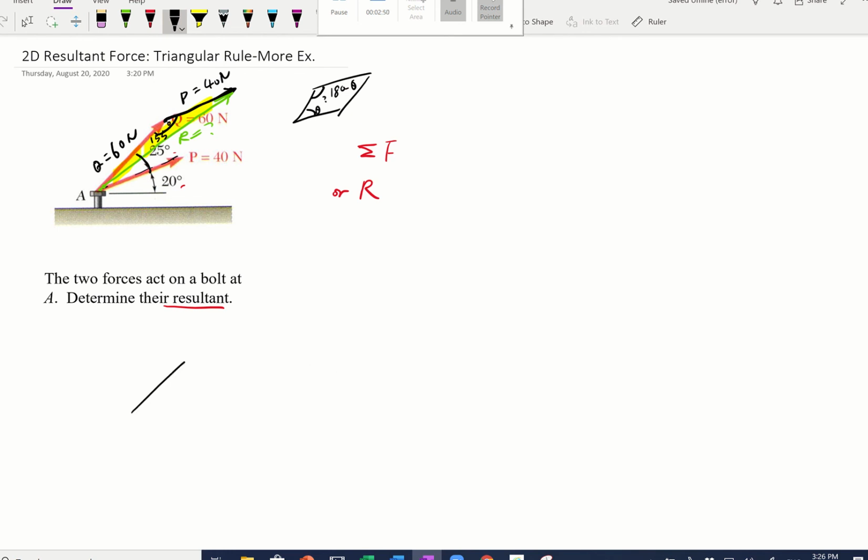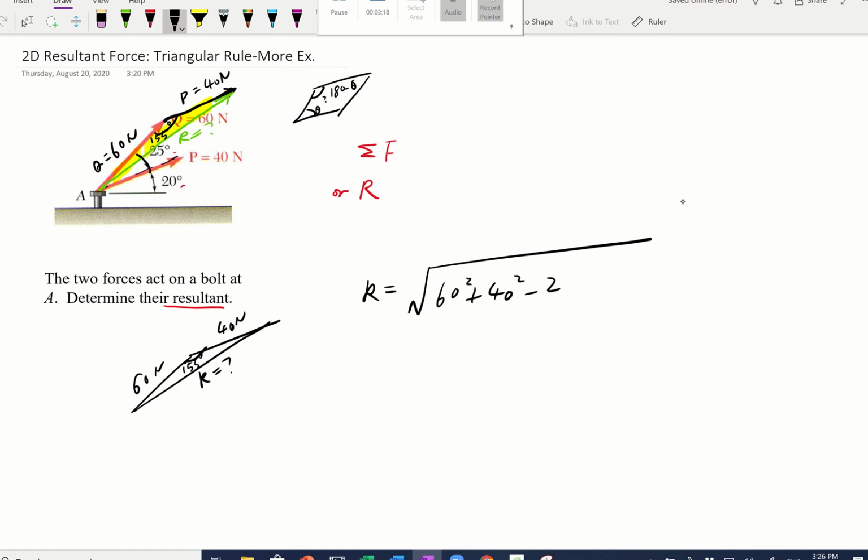Knowing that, we can find R. If I extract that top triangle to make it easier to look at, this is 60 Newton, and this one is 40, and the angle between them is 155 degrees. We can quickly solve for R, can't we? All right, law of cosine, we're rolling. R is going to be equal to the square root of 60 squared plus 40 squared minus 2 times 60 times 40 times cosine of the angle between them, 155 degrees.